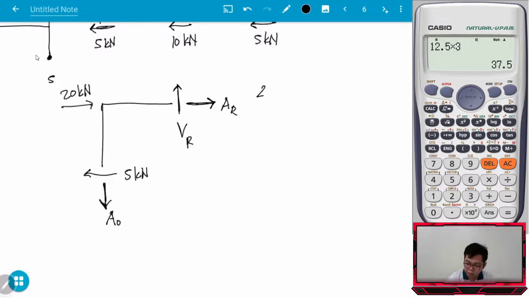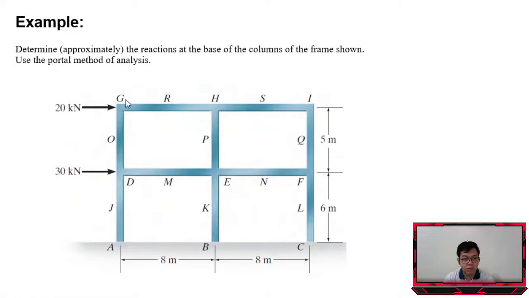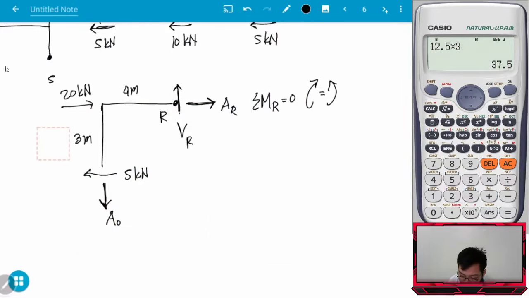Tignan nyo, summation of forces vertical is equal to 0. Upward, hindi pala pwedeng summation of forces vertical. Summation of moments pala, dito. This is actually point R. Summation of moment at R is equal to 0. Clockwise is equals counterclockwise. Okay, so distances muna. This is 4M, this is 3M. Sir, saan galing yung 4M and 3M? From our figure. The distance from G to R is actually 4. Okay, kasi 8 kasi dito. So, 4 ito, and then ito. From J to O, that is actually, hindi pala yan 3. 2.5 pala yan, sorry. So, this is actually 2.5.